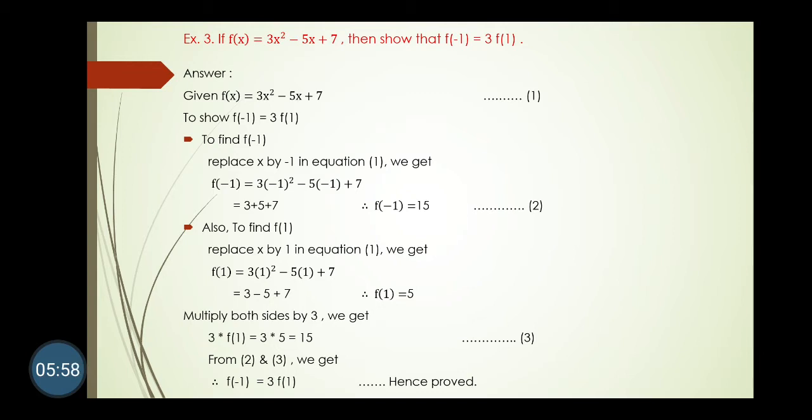Okay. So what is the equation? F of x is equal to 3x square minus 5x plus 7. Then we have to show f of minus 1 is equal to 3 into f of 1. So first of all, we have to find f of minus 1 by replacing x as minus 1 in the above equation as equation number 1.